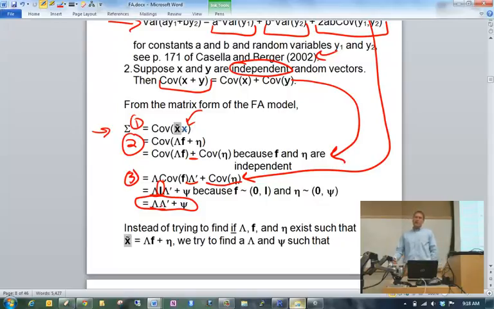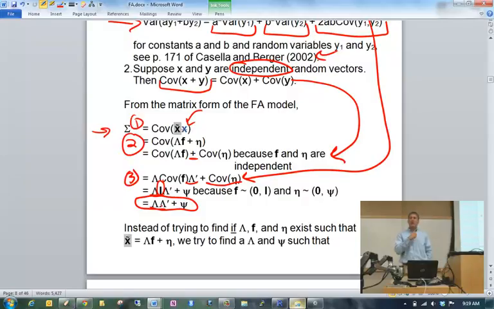Okay. So why is this important? What's the meaning of this? Well, what this is saying is this. If we have this model structure, then the covariance matrix induced by this model structure is lambda times lambda prime plus this matrix psi. That's what it says. And this is actually extremely important for factor analysis, because when we go about trying to estimate quantities, we're going to use this structure here to help us estimate the lambdas, to estimate the psis.